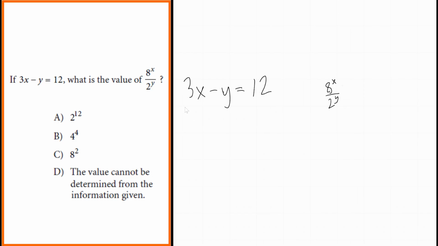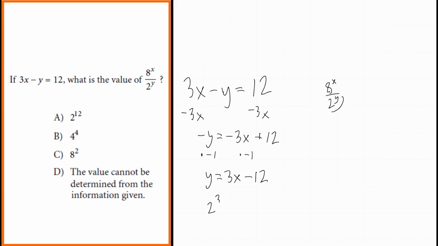So if we do that, we can subtract 3x from both sides, get negative y equals negative 3x plus 12. We can multiply both sides by negative 1 in order to get rid of this negative sign in front of this y, and we will end up with y equals 3x minus 12. So this value in our denominator right here, we can rewrite, instead of 2 to the power of y, we can write it as 2 to the power of 3x minus 12.